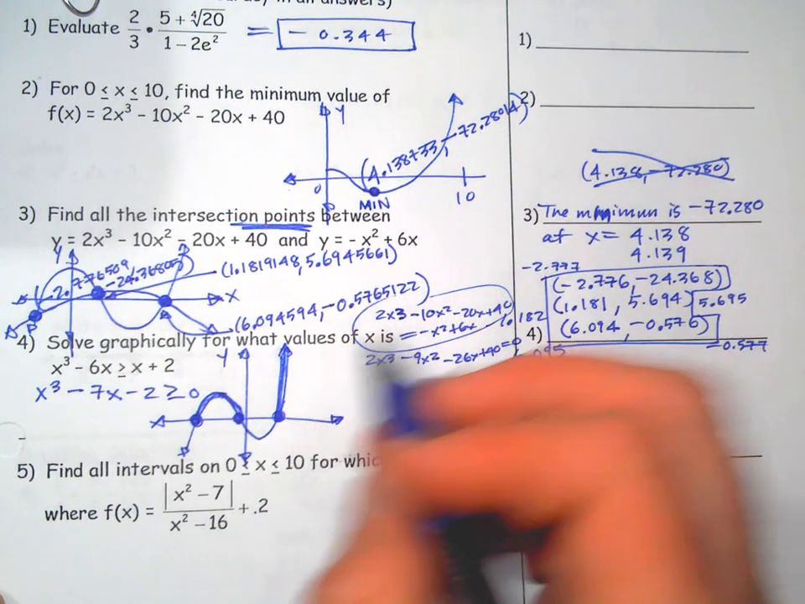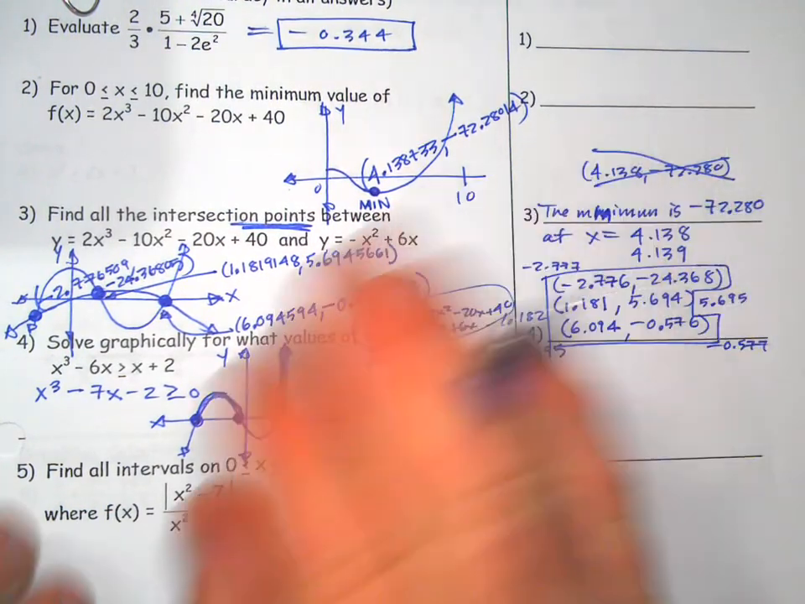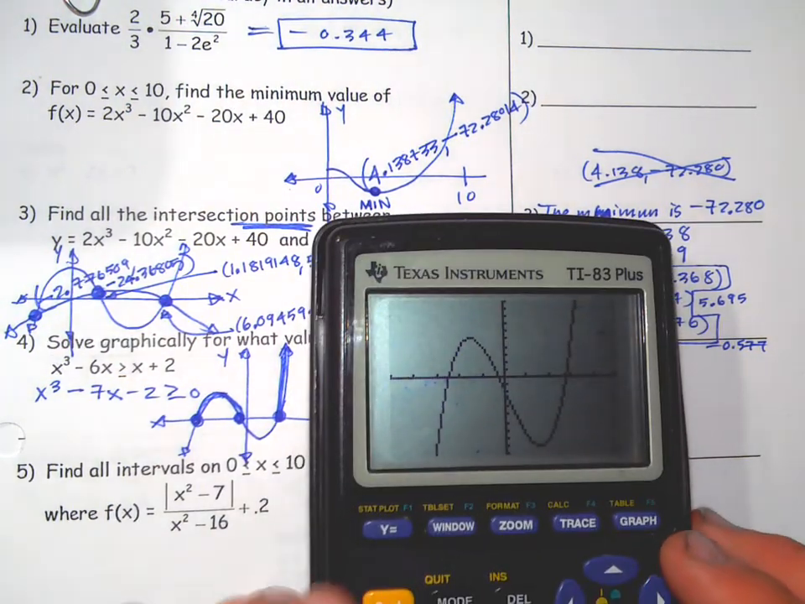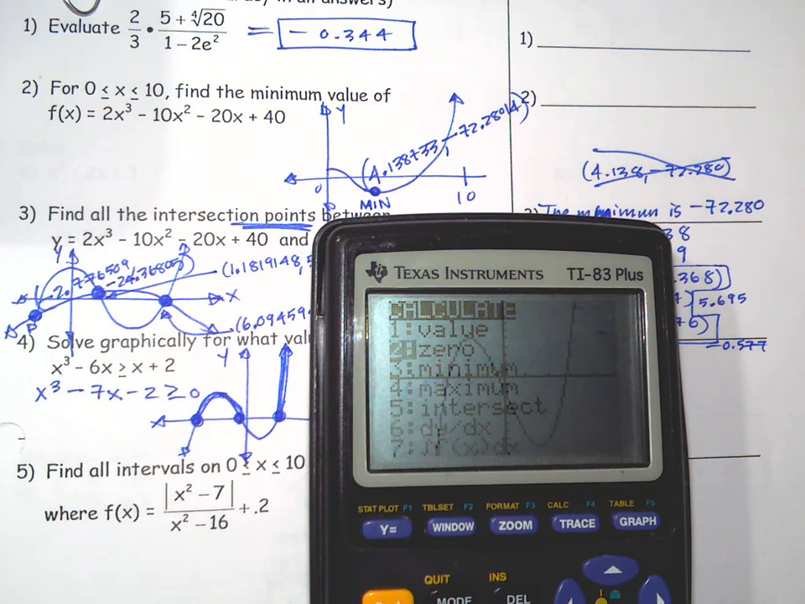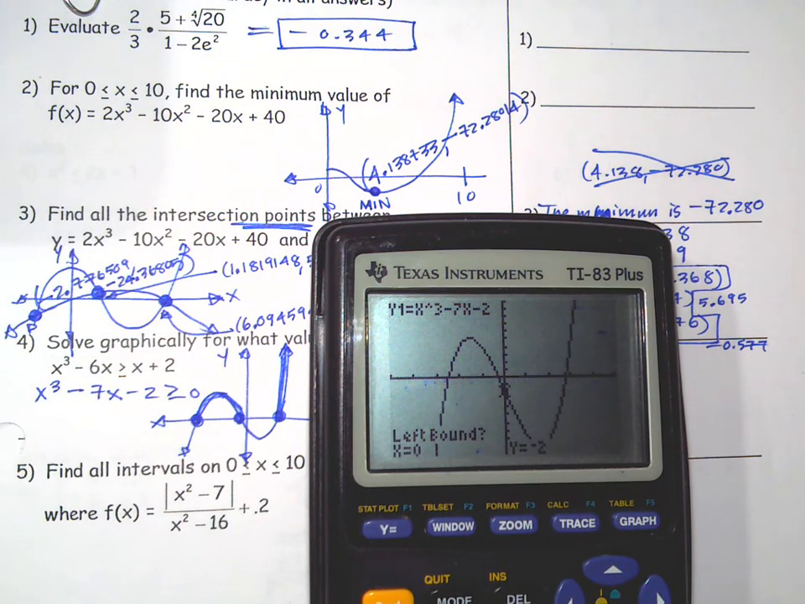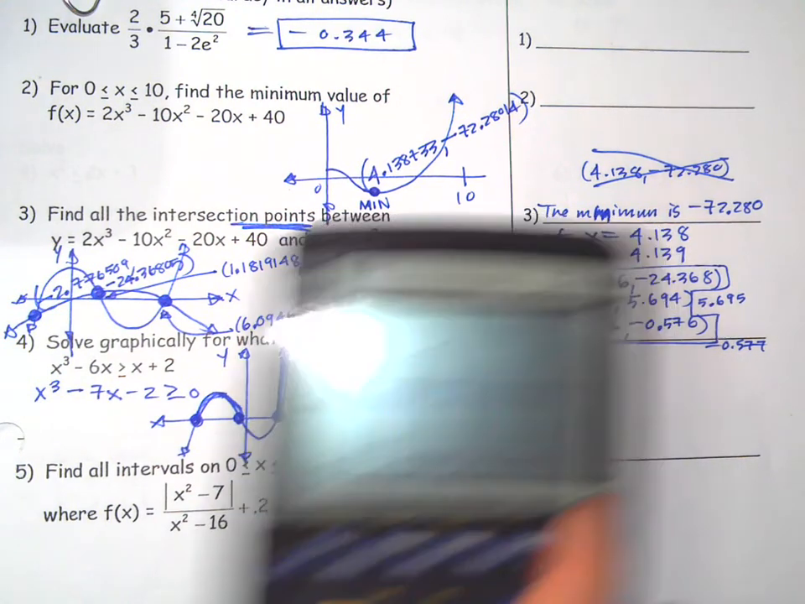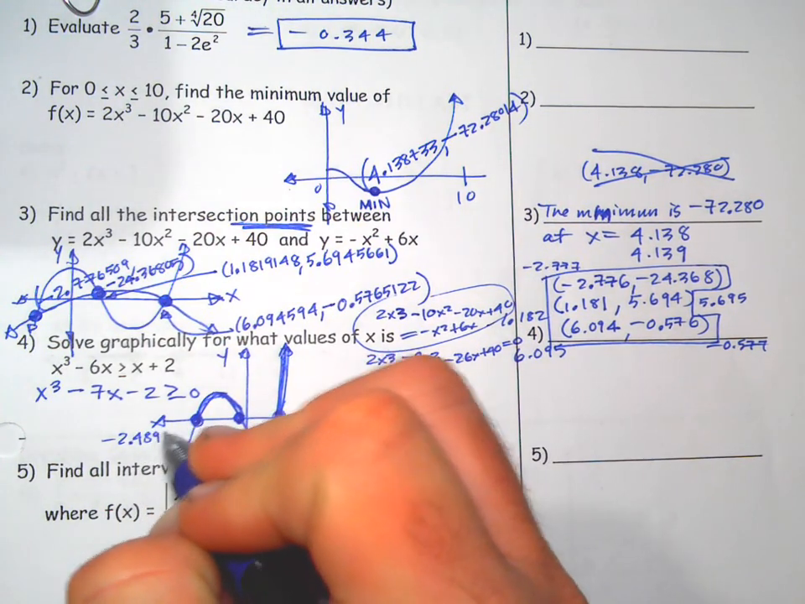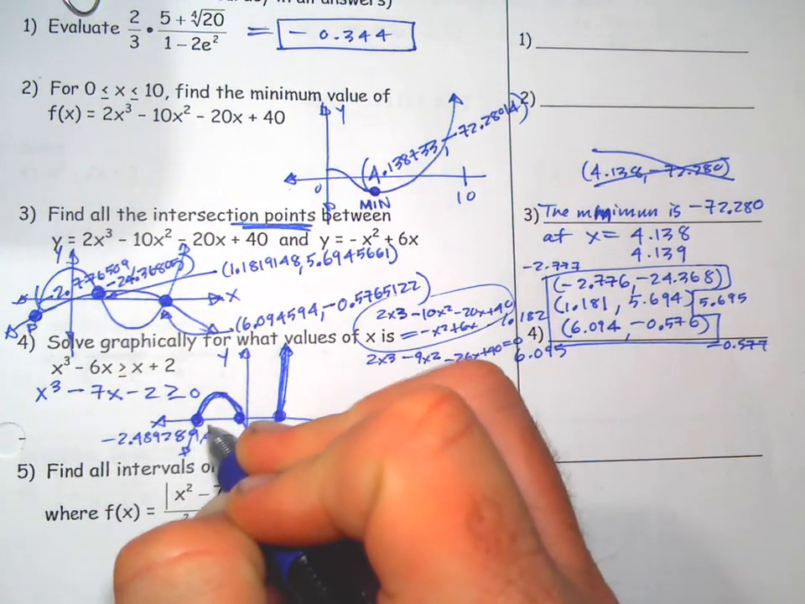Now watch out if there are any domain restrictions. Don't give answers outside the domain. But now we just need to find those x-intercepts. Second calc, number 2, 0. Looks like one is around negative 2.5. So I'm going to say negative 3 to negative 2, and guess negative 2.5. And that's going to be negative 2.489289, 0.